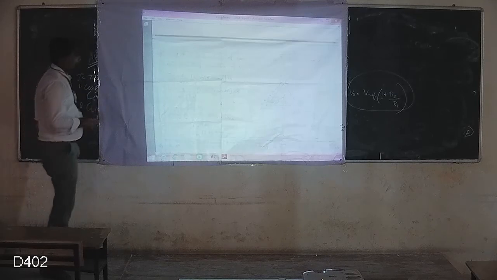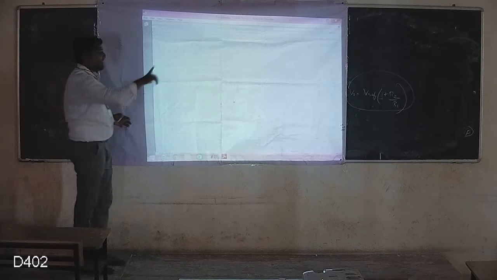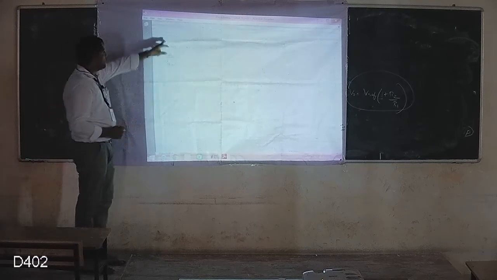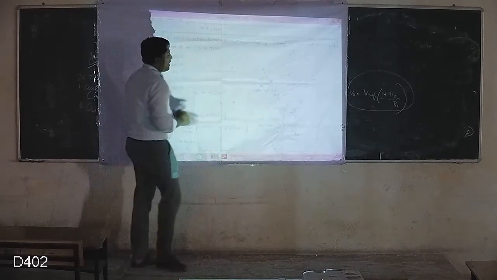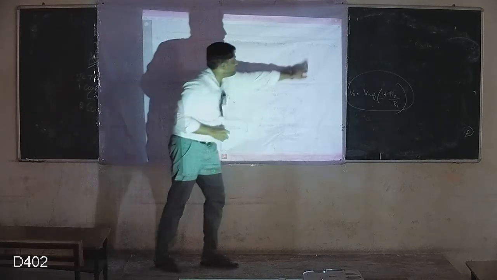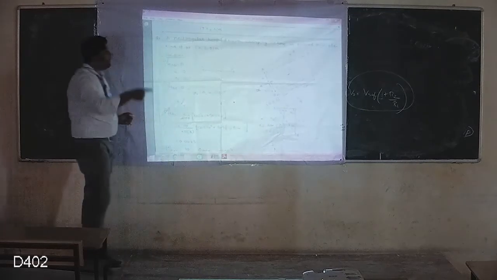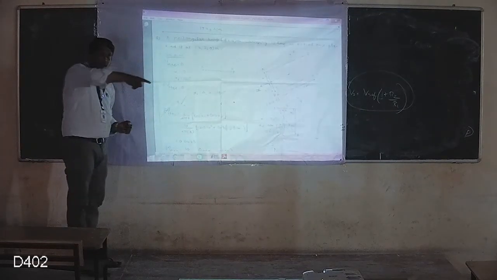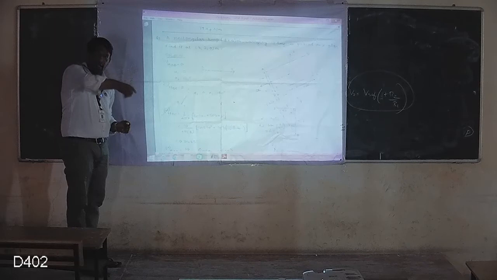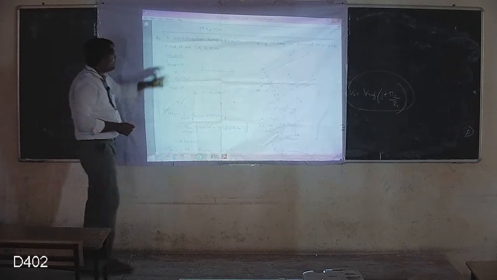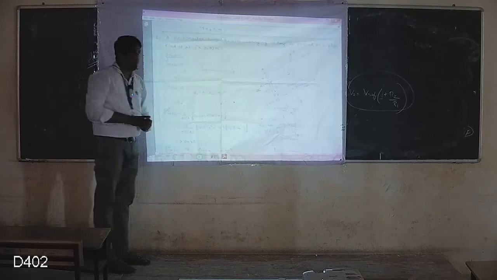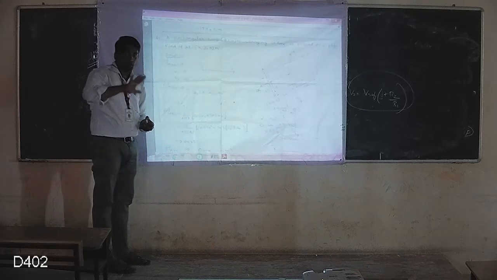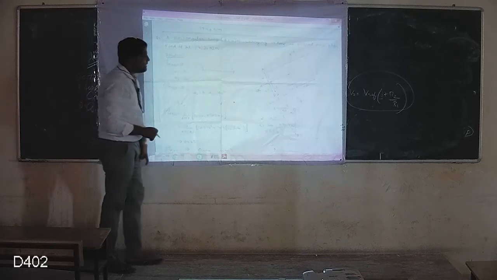The next problem: 4 conductors will make a rectangle. So a rectangular loop, 8 cross 4. I am taking this as 8 and this as 4, running from A, B, C, D, carrying a current of 10 ampere. If the current is flowing in the conductor, there will be a magnetic field. We have to find the magnetic field at 4, 2, 0. So Z is 0, so don't bother about Z. You bother only about X and Y.